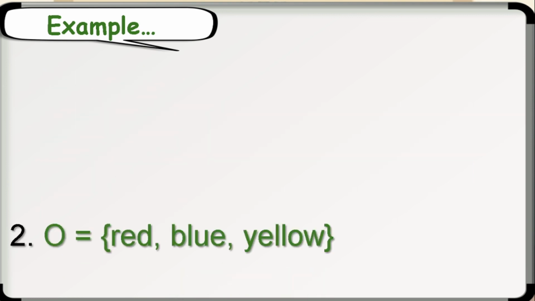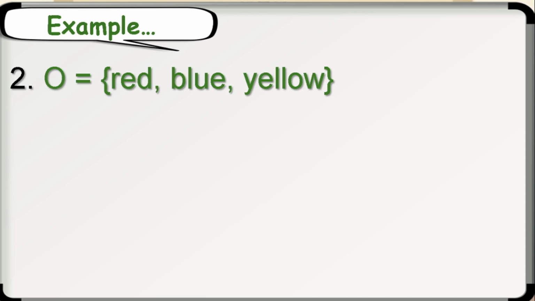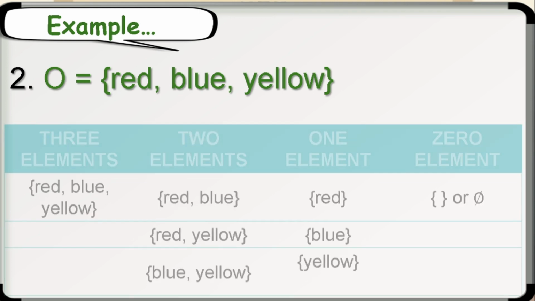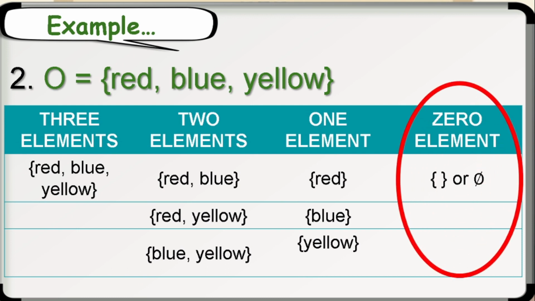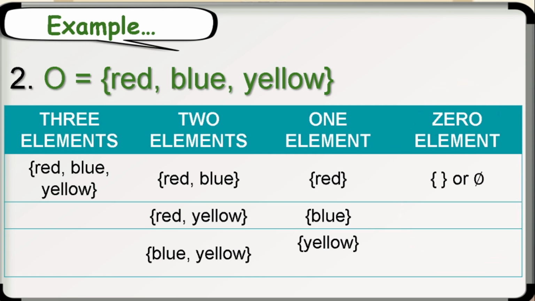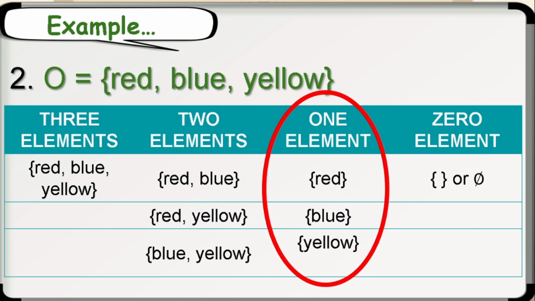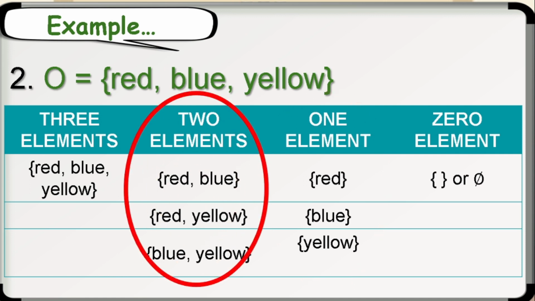Example number 2. O is a set of colors: red, blue, and yellow. We will now list all the subsets of set O. Let's have first the zero element or the empty set. Again, the empty set is also a subset of every set. Next we have subsets with one element. These are red, or blue, or yellow. Another is the subset with two elements. These are red and blue, red and yellow, blue and yellow.